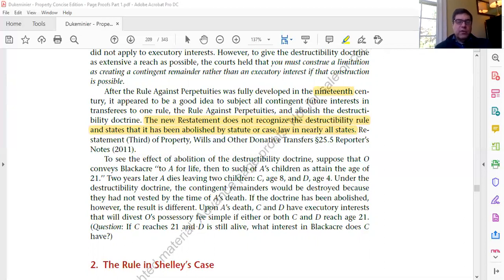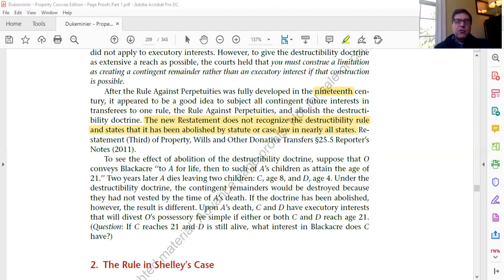So the first question we've got to answer is, what interests are created by T's will? Well, first of all, A has a present possessory life estate in Blackacre. And then we have language creating a future interest in B's children who survive B. That future interest will be in fee simple. And so we've got to figure out what kind of future interest that is.